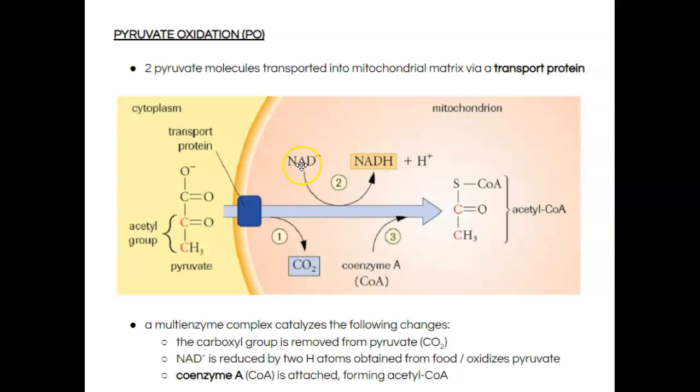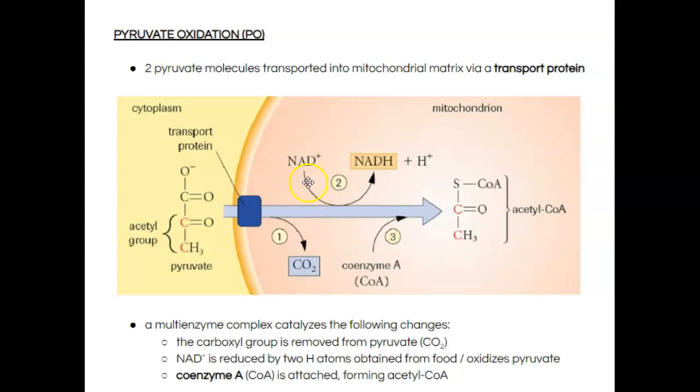So you'll notice here that I've identified our NAD plus molecule. Well, NAD plus is going from having a positive 1 charge to having a 0 charge. So NAD plus is being reduced. So what is oxidizing our pyruvate? NAD plus. So our pyruvate molecule, in being oxidized, has a carbon dioxide molecule removed. So that's why we see this CO2 evolving here as waste.